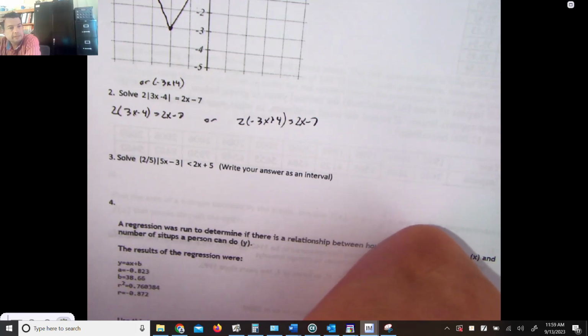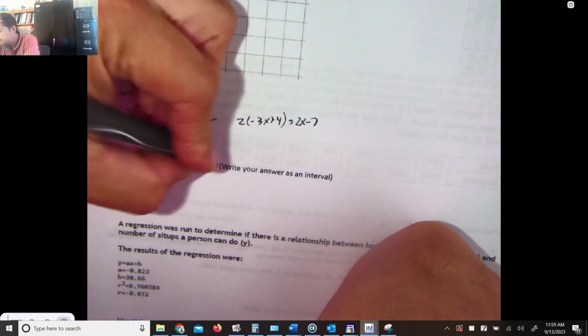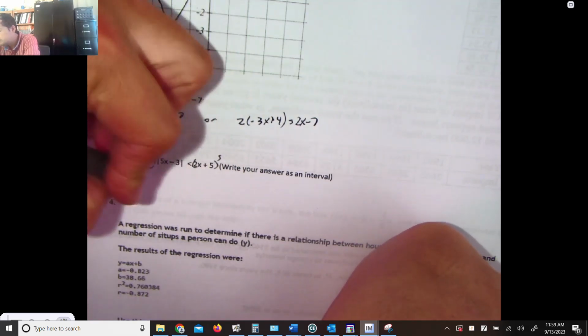Number 3 says write your answer as an interval. And it's the same methodology. I am going to clean the numbers up a little bit just because I don't like that. So I'm going to divide by 5 both sides. So 2 times the absolute value of 5.